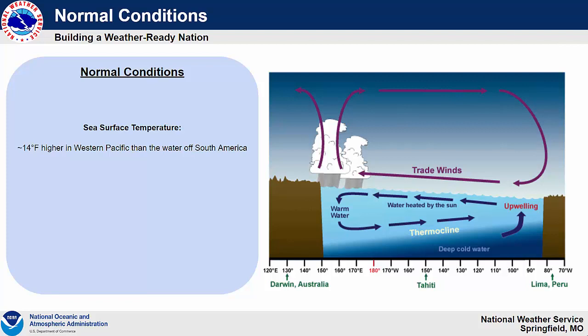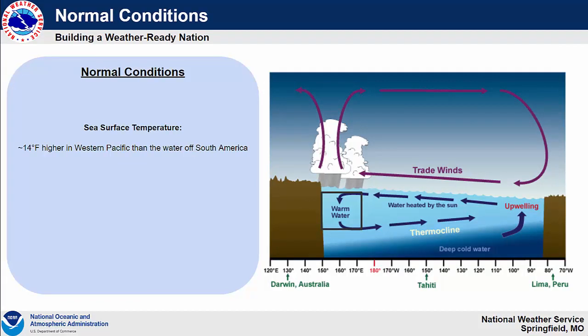Normally, the sea surface temperature is about 14 degrees Fahrenheit higher in the western Pacific than in the water just off of South America. This is because the trade winds are blowing from east to west along the equator. When they do this, they're allowing that deep, cold, nutrient water to start upwelling, or to come up towards the surface. The trade winds are also pushing water west, which piles higher in the western Pacific and makes a deep, warm layer that pushes the thermocline down in the west while it rises in the east. And when I say thermocline, that just refers to the transition zone from warmer water to the deeper, cooler water. So these are the normal conditions that you would expect to see.